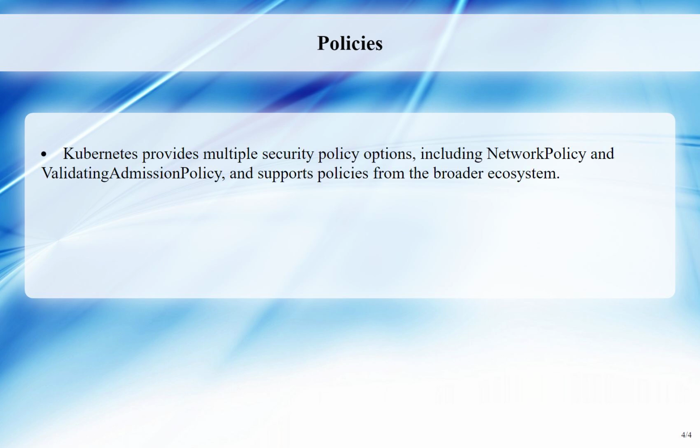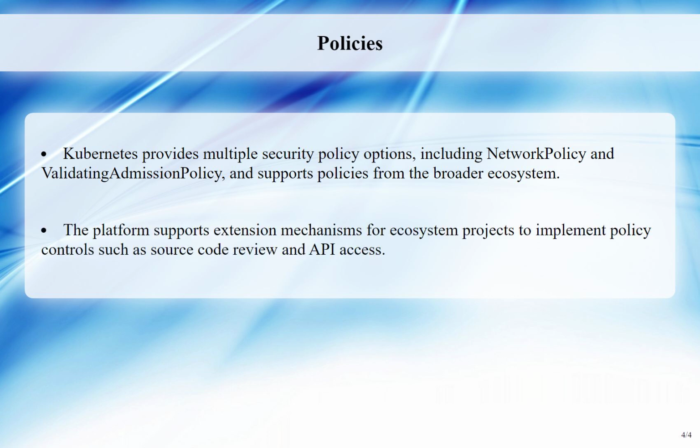Kubernetes offers various ways to define security policies, including network policy and validating admission policy. Additionally, users can utilize policy implementations from the larger Kubernetes ecosystem. The platform supports extension mechanisms that allow ecosystem projects to implement their own policy controls on various aspects such as source code review, container image approval, API access controls, and networking.